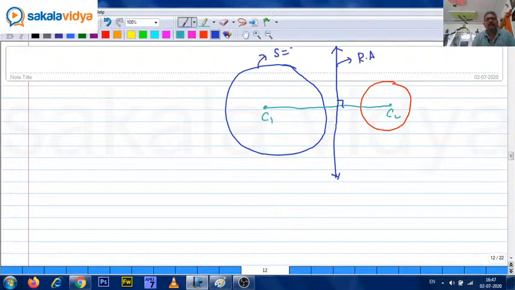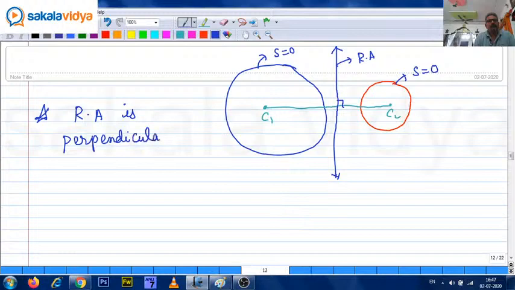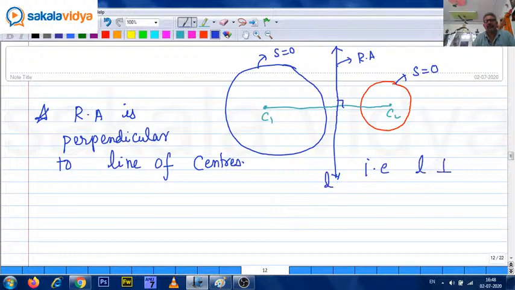Say this s is equal to 0 and s dash is equal to 0. So one important point is actually radical axis is perpendicular to this. The line joining C1 C2 is called line of centers. So that is, for example, this radical axis say L is perpendicular to C1 C2. This we can observe.